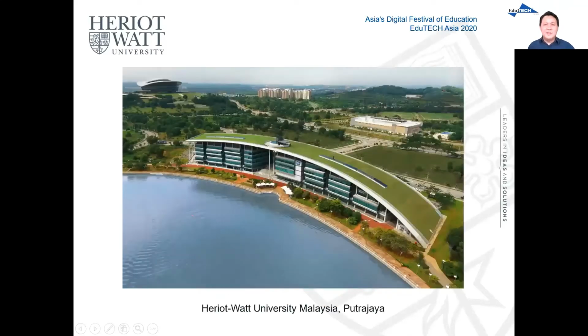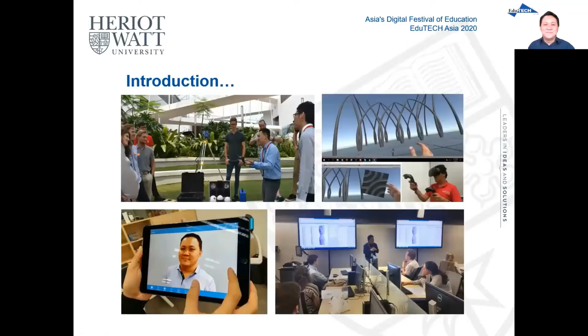Heriot University is a Scottish university established since the first Industrial Revolution, 1821. And now we are at the fourth Industrial Revolution. So this is our very beautiful campus at Putrajaya, Malaysia.